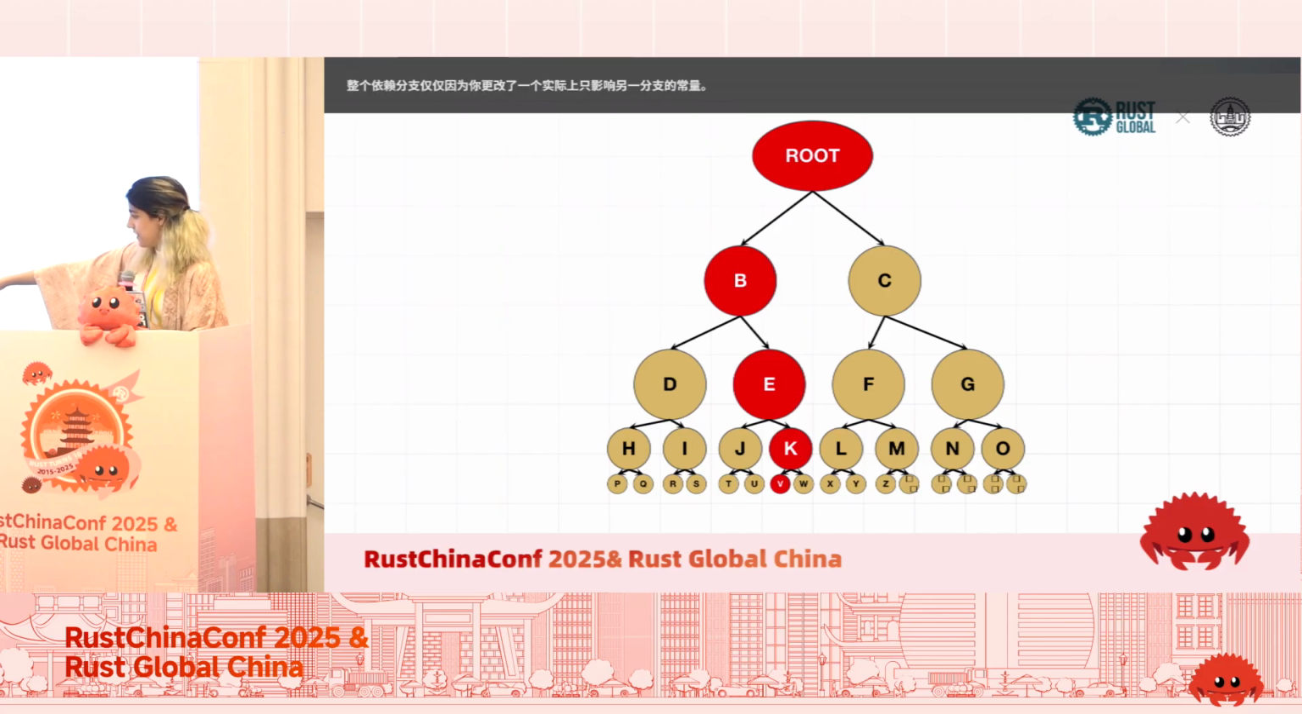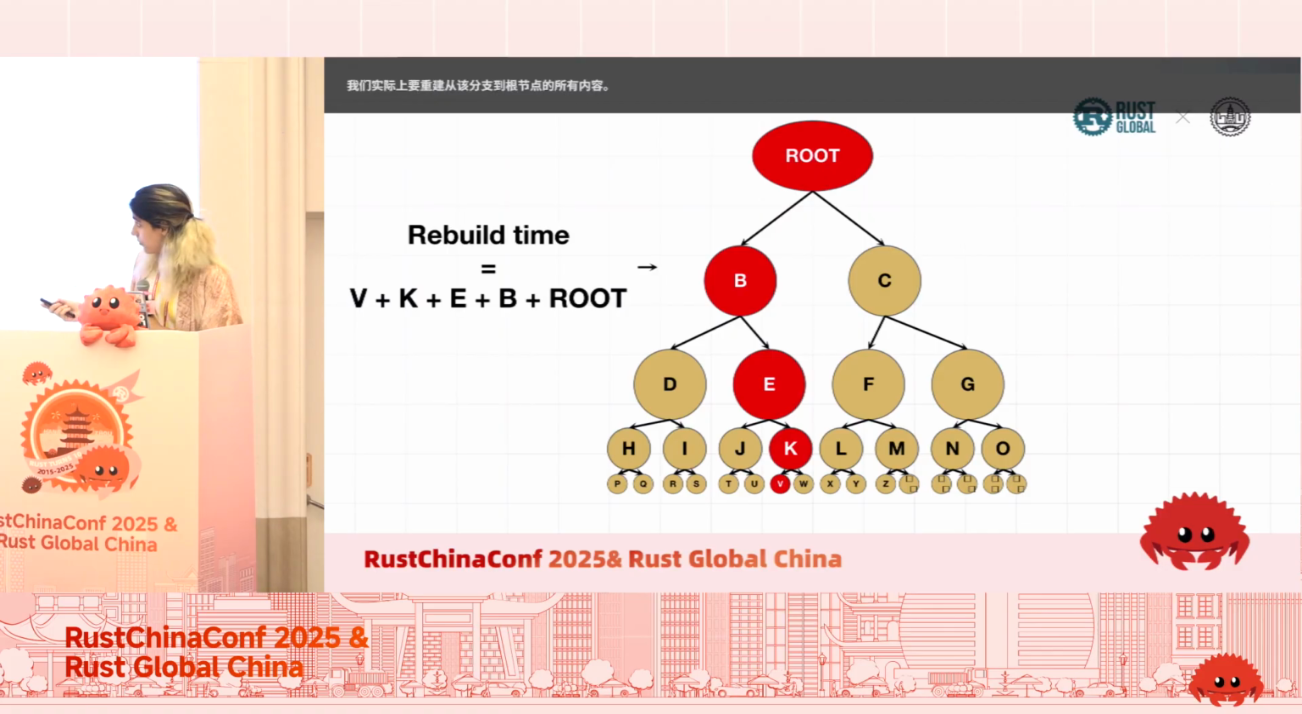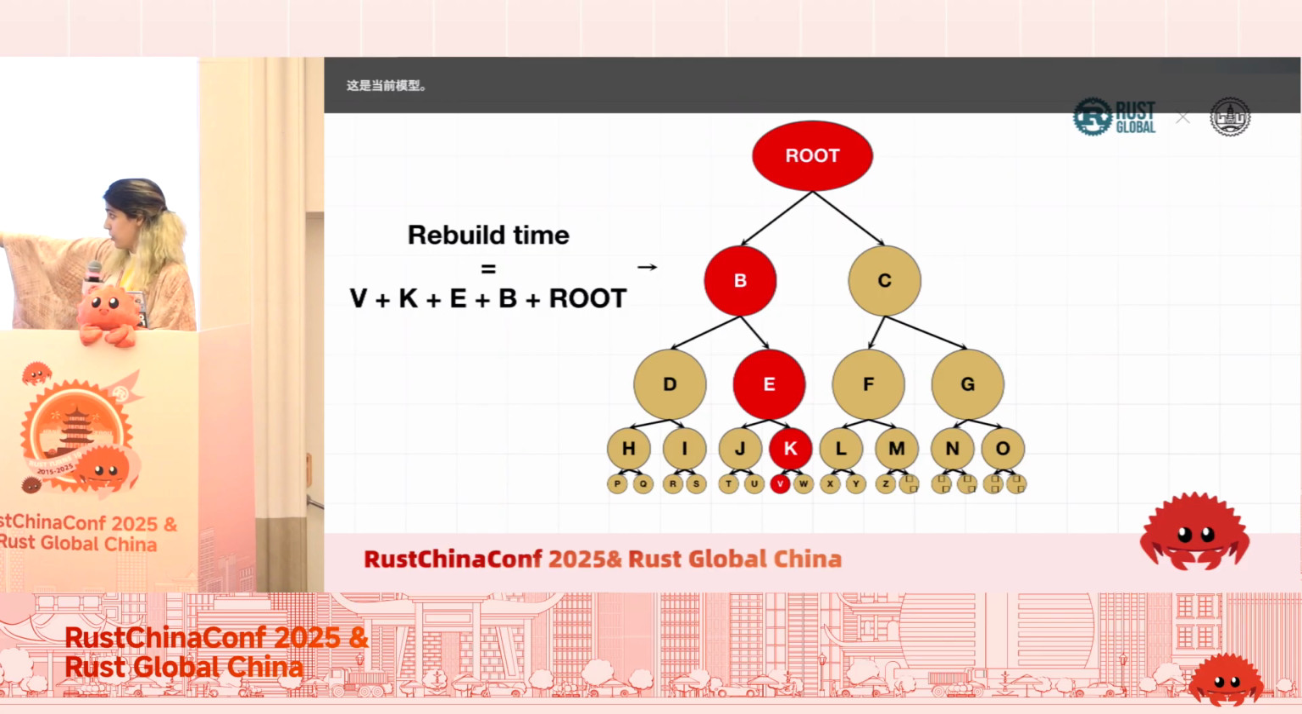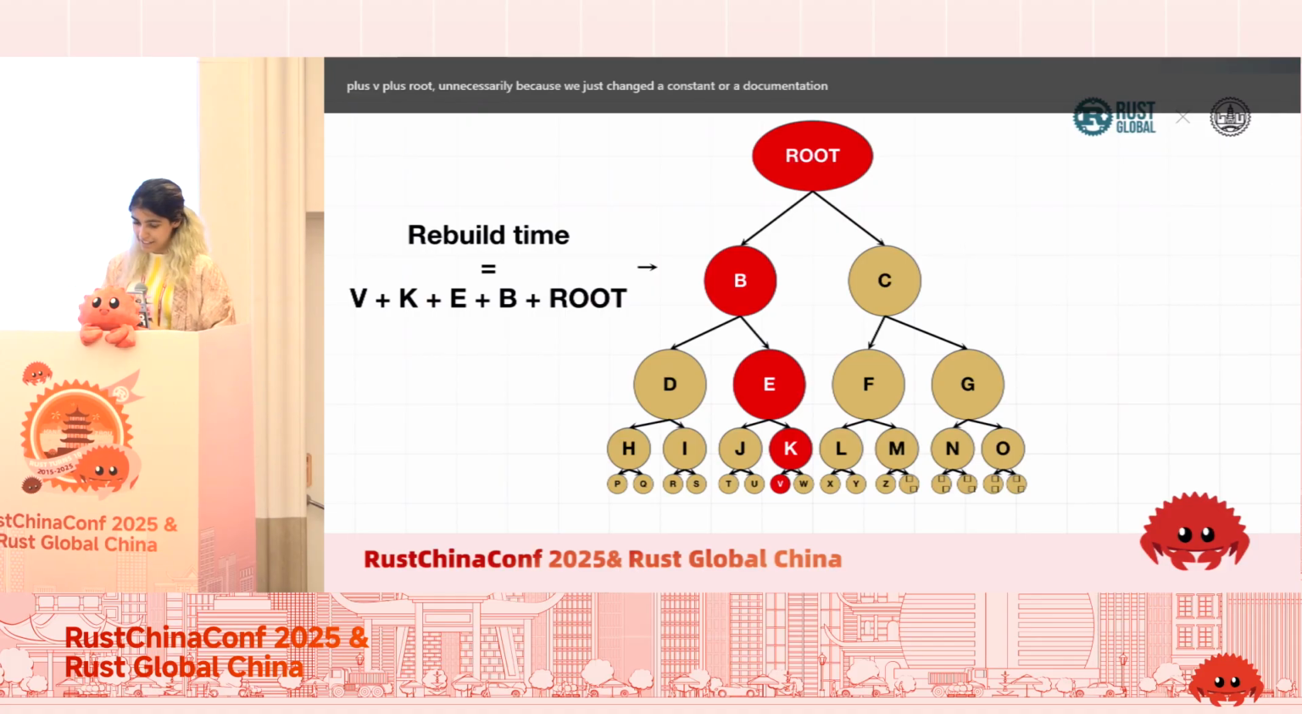So we changed that constant in the earlier slide. It was unused, but as V has many dependents, we actually have to rebuild that whole branch up to root. This is the current model. So rebuild time would be V plus K plus E plus V plus root. Unnecessarily, because we just changed a constant or a documentation or something like that. Maybe even just adding a new line. It's crazy.